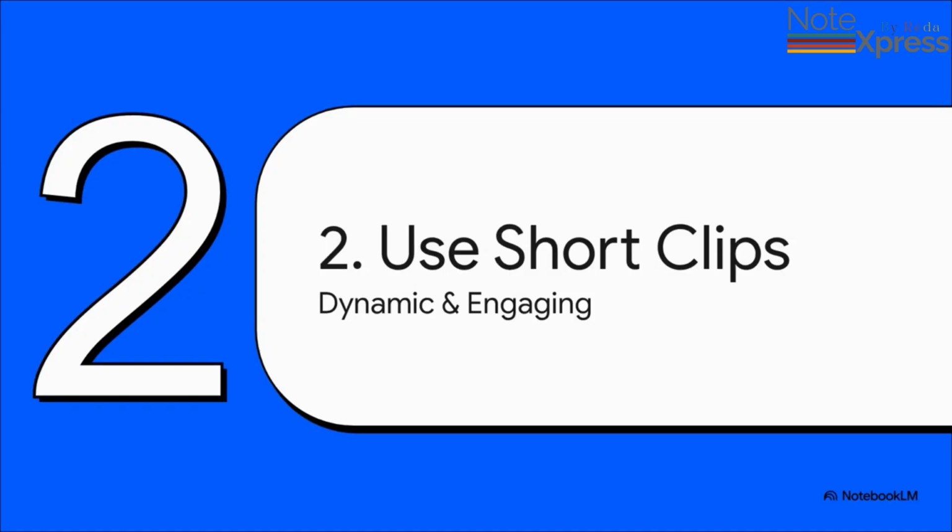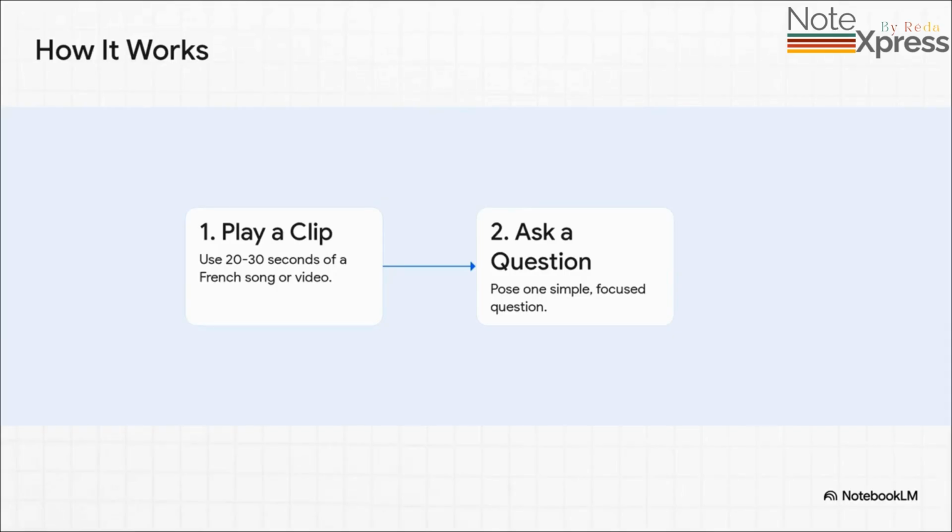All right, strategy number 2. This one builds on what we just talked about, but now we're using short clips. We're moving from a static image to the exciting world of sound and motion. And look, you don't need to show an entire movie here. The real key is keeping it short and manageable. Just play maybe 20 to 30 seconds of a French song or a video clip. Then, just like before, ask one simple, focused question.